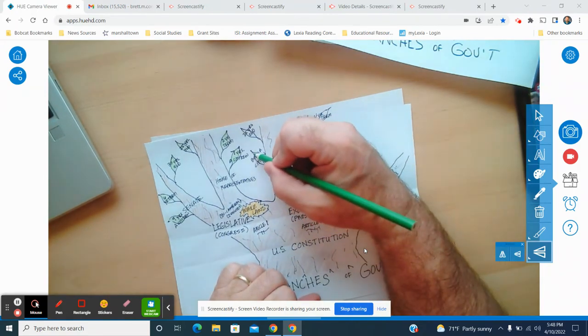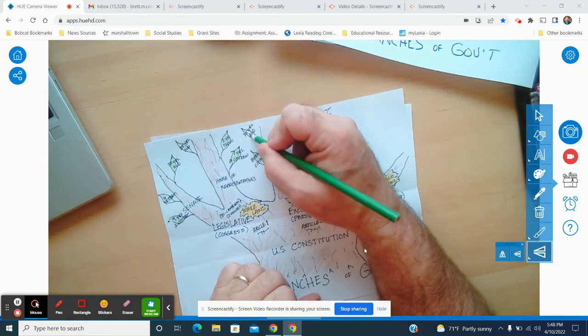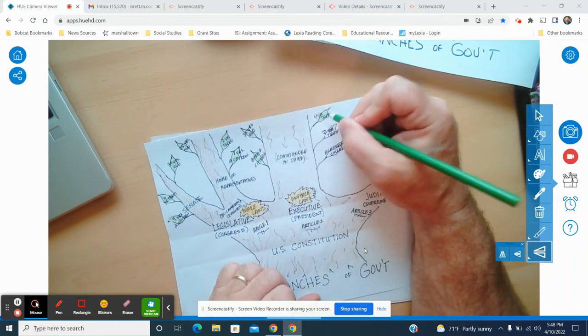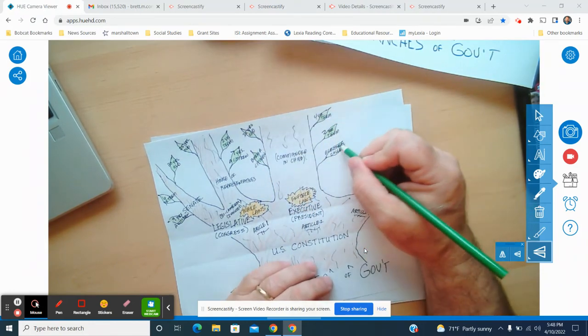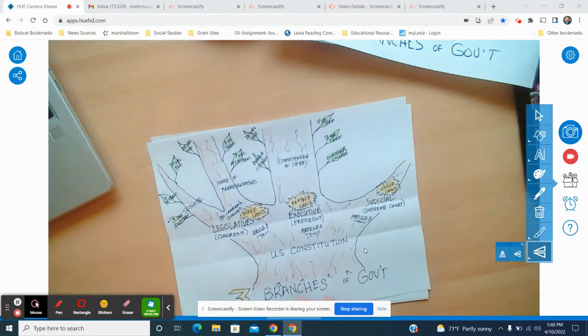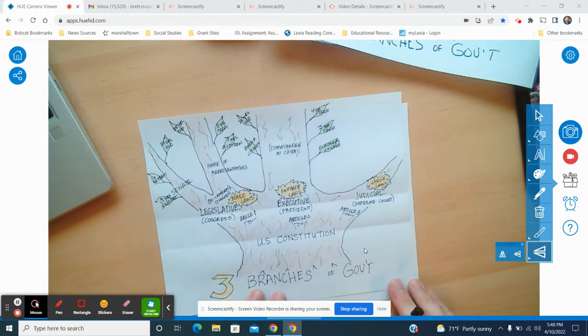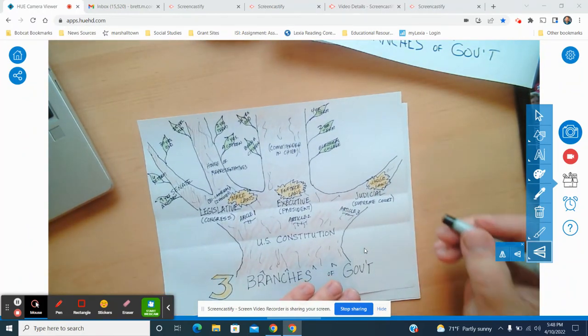But let's give that a little color, because if we're going to have tree leaves, they got to look like tree leaves. And of course, this is not perfect. Maybe your picture is going to look a lot better than mine. If it does, good job, more power to you.